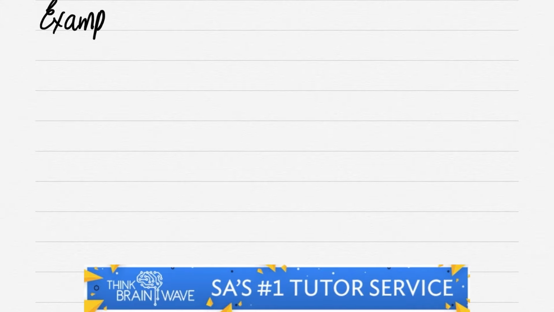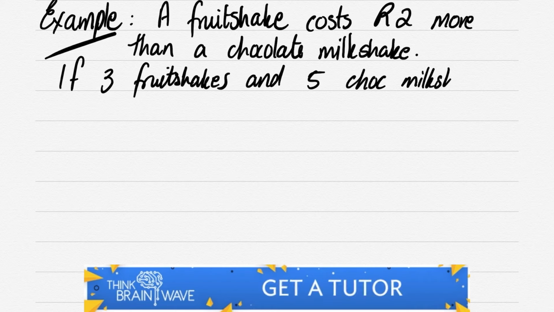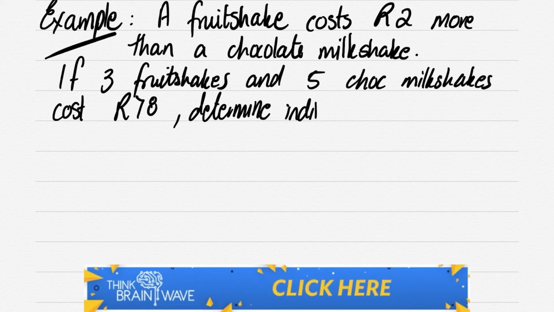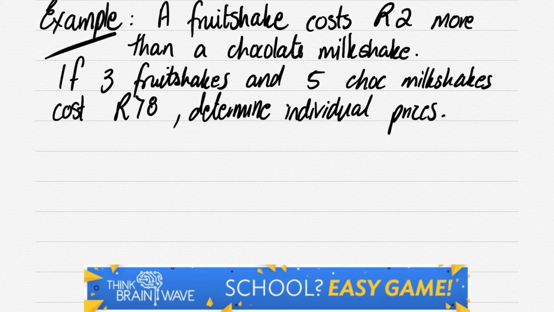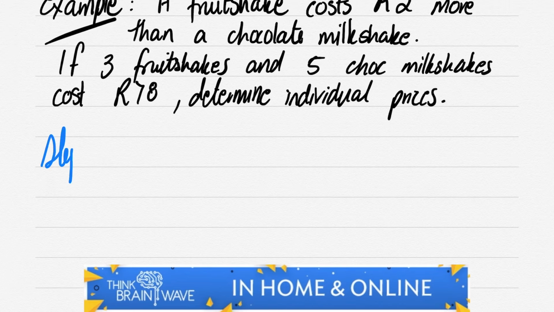We've got a fruit shake that costs R2 more than a chocolate milkshake. Now, in the previous video, there was no relationship between the bicycle and the tricycle. We just knew that there was a certain amount of bicycles and tricycles that made up 7 total cycles. In this case, you've got something a little bit different. Here, you've got something that costs more relative to something else. So we've got a fruit shake and a chocolate milkshake. If we have 3 fruit shakes and 5 choc milkshakes, and that totally costs R78, let's determine the individual prices. How are we going to set this up?